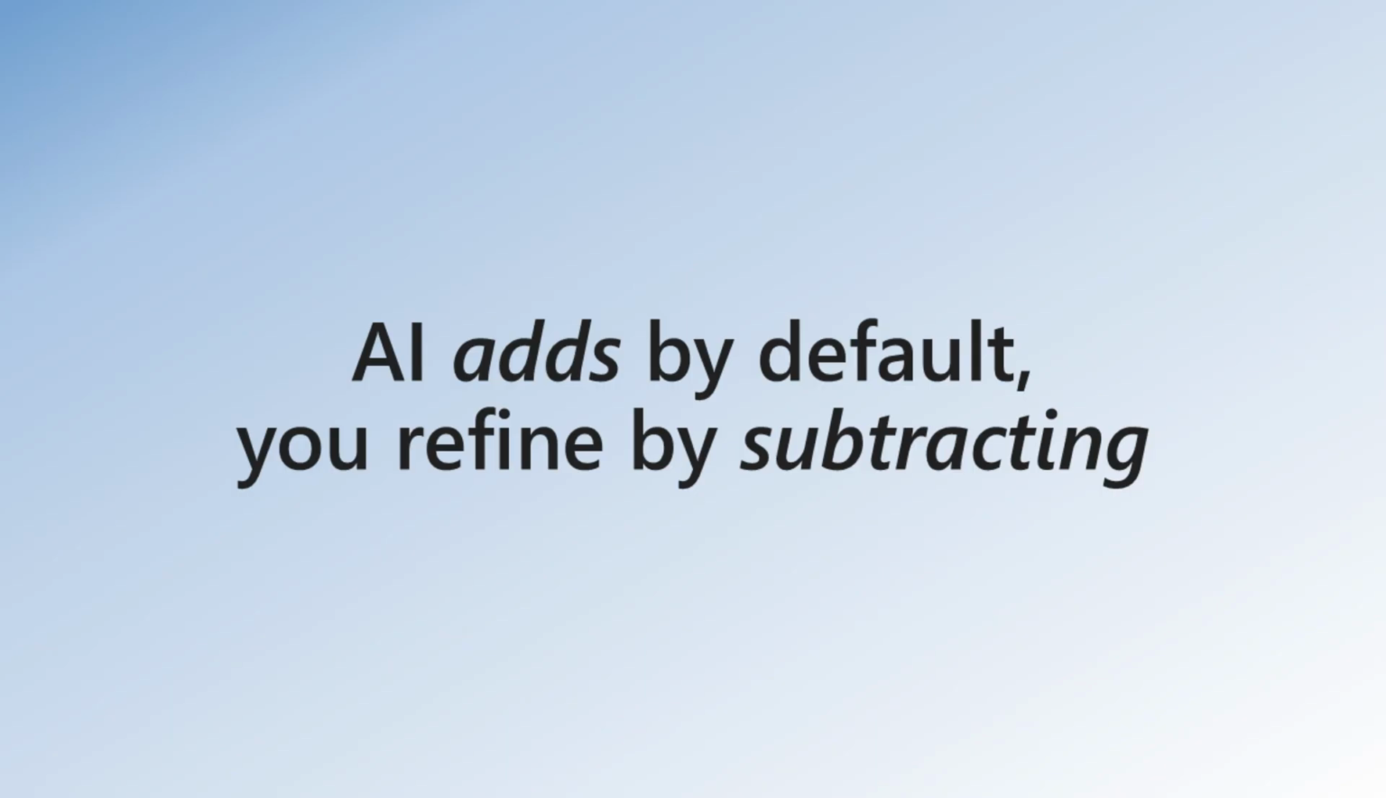AI adds by default. You refine by subtracting. You're not just telling AI what to create, you're telling it what to leave out. That's what improves the output. Because you're not just giving direction, you're defining the boundaries.